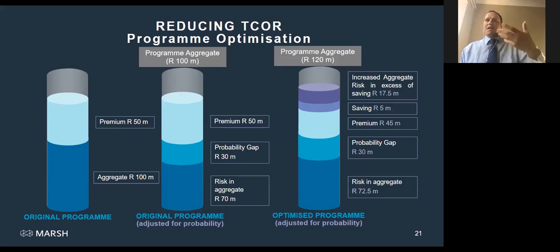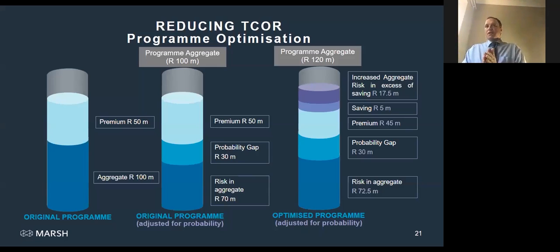So in this example, I keep adding my premium of the 50 million. So I'm back to my 170 million total cost, 150 million total cost of risk. Because I now have this lower probability in my risk in aggregate, I can now change my program to increase the aggregate to, let's say, 120 million. I now apply the same formula to this 120 million. So I'm adding the probability again to this 120 million to give me a new risk in aggregate of 72.5 million. I still have my original probability gap of the 50 million, but now I might have achieved a premium saving of about 5 million rand. So my premium reduces from 50 to 45. What's now remaining to top it back up to the 170 million is the 17.5 million, which we call the increased aggregate risk in excess of your saving.